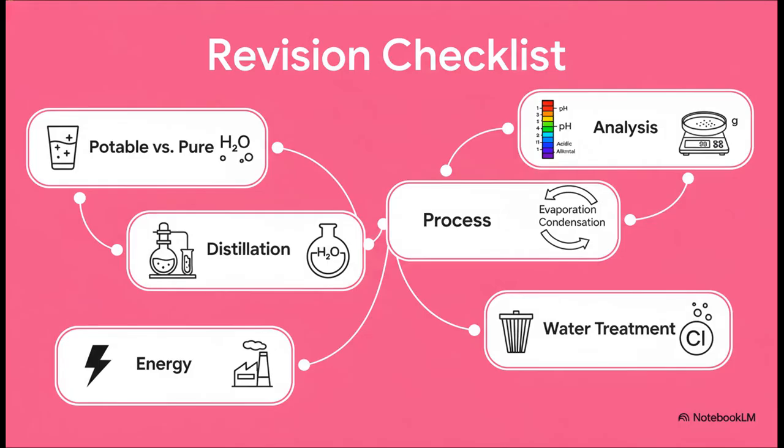Okay, this is your final checklist. Make sure you know the difference between potable and pure. That's a big one. You need to be able to describe the two tests, checking the pH and evaporating to find the mass of dissolved solids. For distillation, just remember the two stages, evaporation, then condensation. And don't forget it needs a ton of energy. Oh, and finally, for large-scale water treatment, fresh water is usually filtered and then sterilized with something like chlorine to kill any microbes.